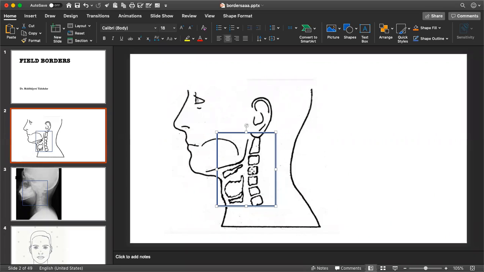I would be moving on to oral cavity. So if there are any doubts as far as oropharynx is concerned, please do ask.